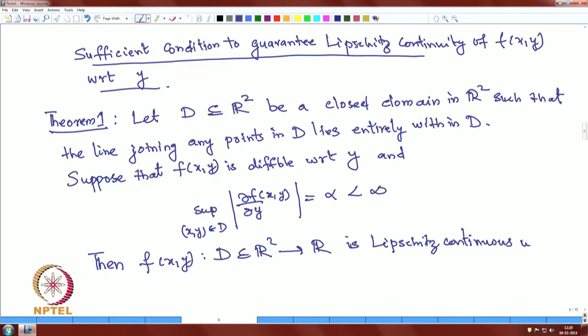Lipschitz continuous with respect to the second argument, y, on the domain D with the Lipschitz constant alpha. So the sufficient condition that guarantees the Lipschitz continuity of a function f(x, y) is that f is differentiable with respect to the second argument y, and the supremum of the absolute value of the partial derivative is a finite number in the domain. Then the function f itself is Lipschitz with respect to y.